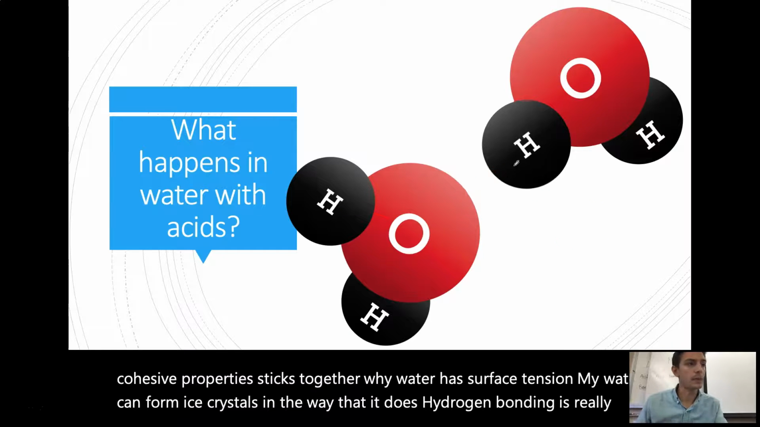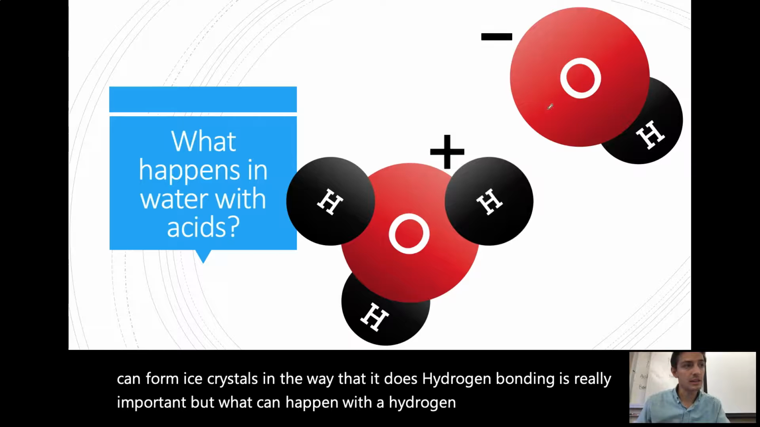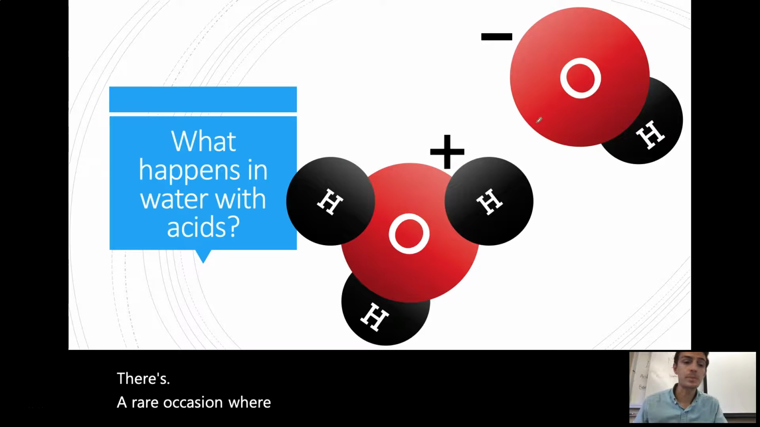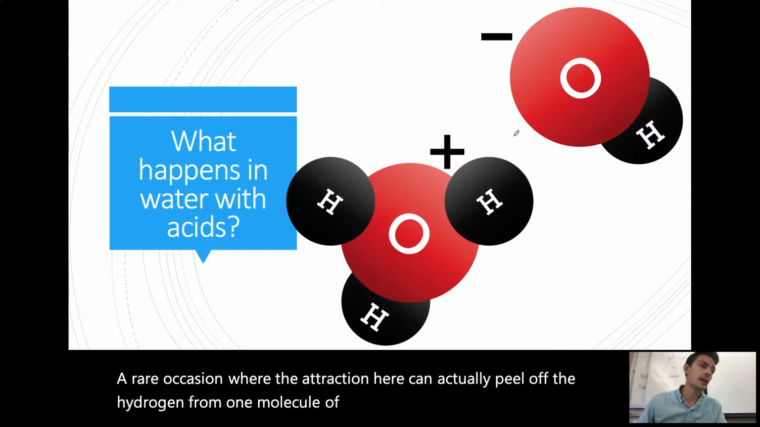But what can happen with a hydrogen bond is that on rare occasion the attraction here can actually peel off the hydrogen from one molecule of water to the other, and you end up with H3O+.